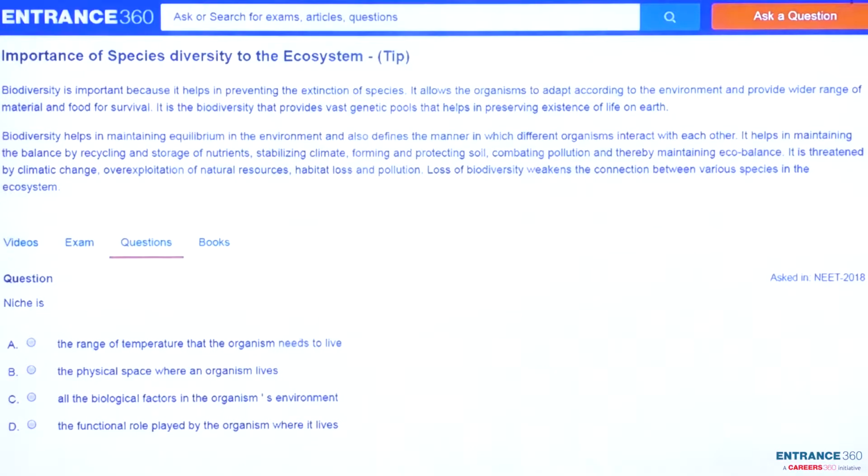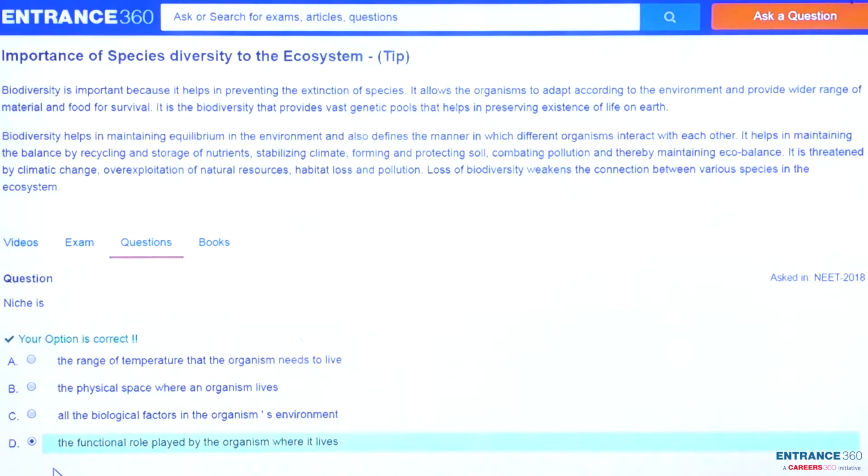So from this you understand that each species occupies a particular niche in the community, that means in its ecosystem. After understanding this, you can see the correct option, and the correct option is the functional role played by an organism where it lives. This describes a niche very clearly.